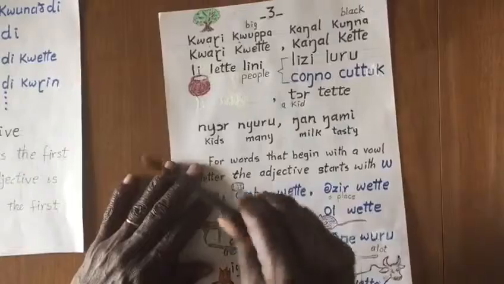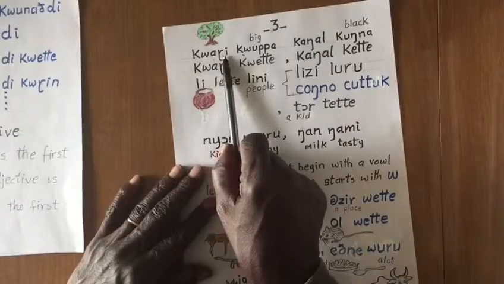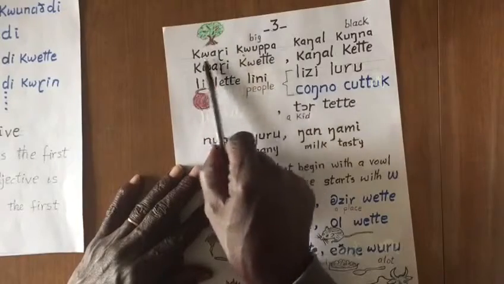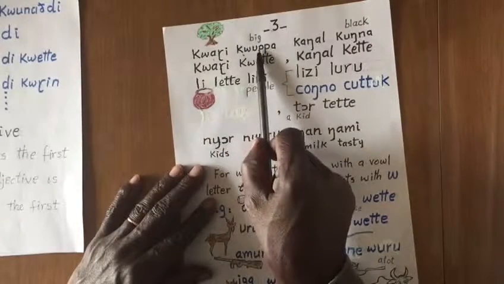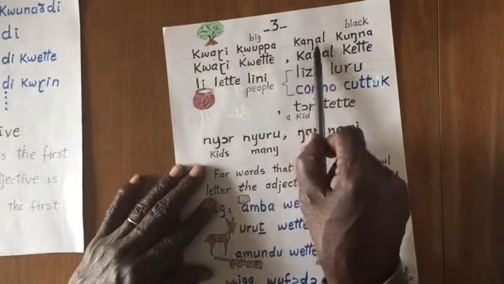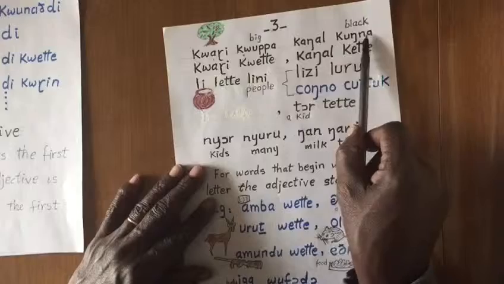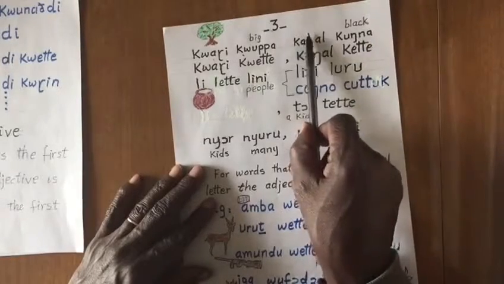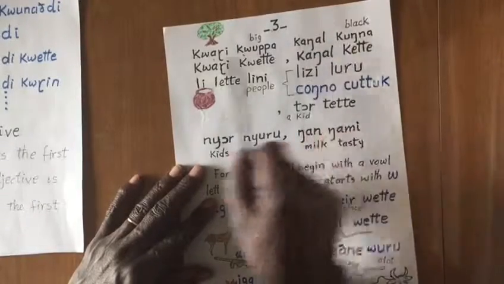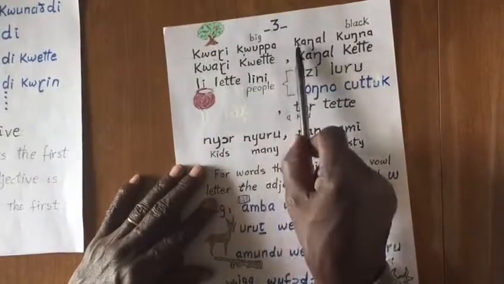Kwari kupa. This is kwari. Kupa means big. A big tree. Kwari kupa. Kangal kungna. Kangal is a lamb. Kangal kungna. So, ke, ke. Kwa. Noun, adjective.